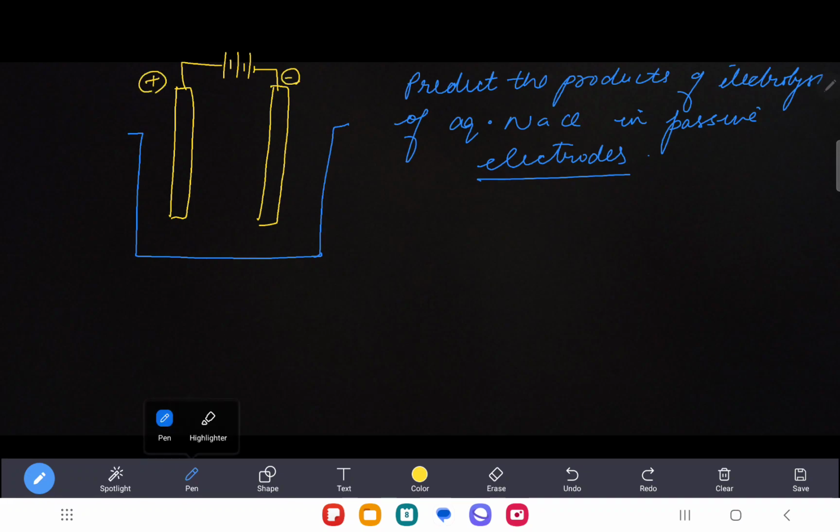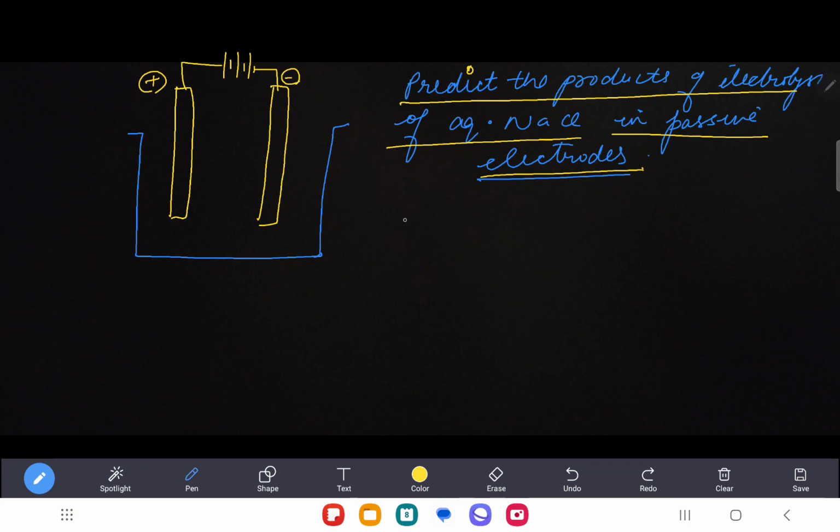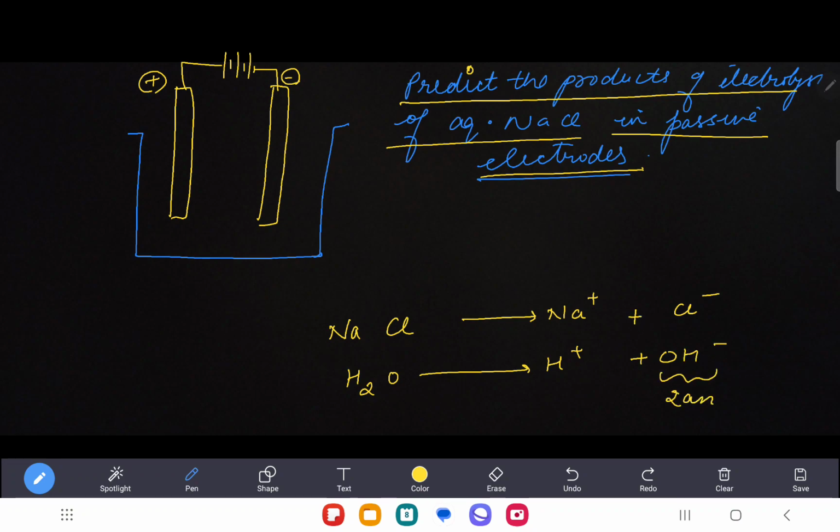Now understand what is happening. So when we are saying predict the products of electrolysis of an aqueous NaCl in passive electrodes, first of all, you predict the number of ions, total cations and total anions. So what do we have in here? NaCl we have. So NaCl forms Na plus and Cl negative. And water breaks down to form what? H plus and OH negative. So we have two anions and two cations to choose from.